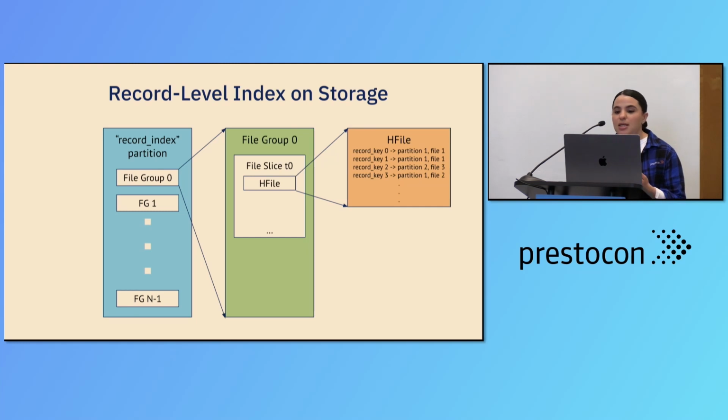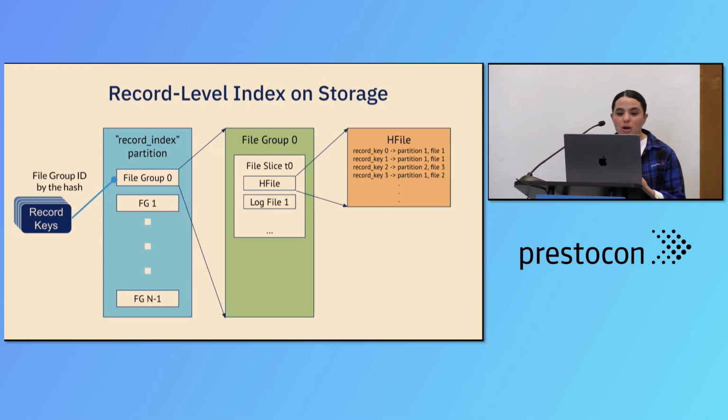Given that a metadata table uses the HFile as the base format, the HFile contains the key-value pairs of the record key to location mapping. So let's say we have a set of record keys to look up. The corresponding file groups are identified by the hash function, and then these keys are looked up in the HFile through a point lookup without having to scan the whole file, which is efficient.